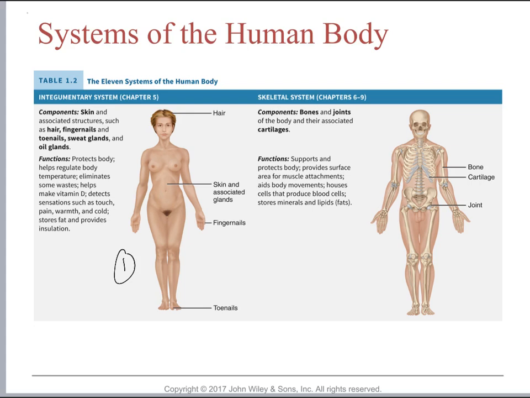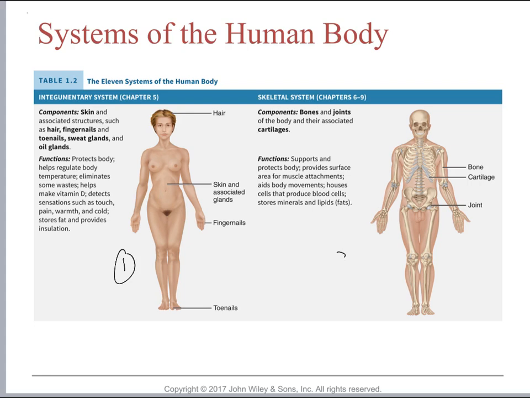We're going to regulate body temperature. It also will eliminate some waste. Think about sweating. We're going to use the sunlight to help synthesize vitamin D. Vitamin D is going to be important for bone density and helping grow bones. We're going to detect stimuli, touch, pain, hot, cold. And we help store fat, which is going to provide insulation.